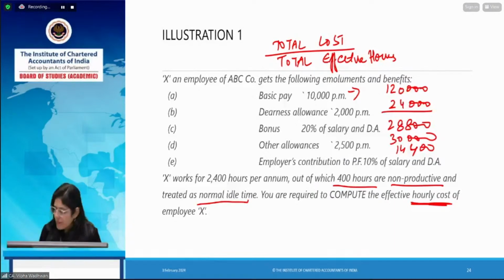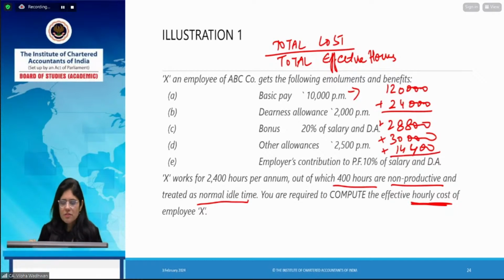Please calculate the total amount, students. All right, calculate the total amount. So we have got the total cost which the employer is bearing for this employee. Basic pay, DNS allowance, bonus is 20% of salary and DA. So bonus is 28,800. So please add everything and just check the figures also.